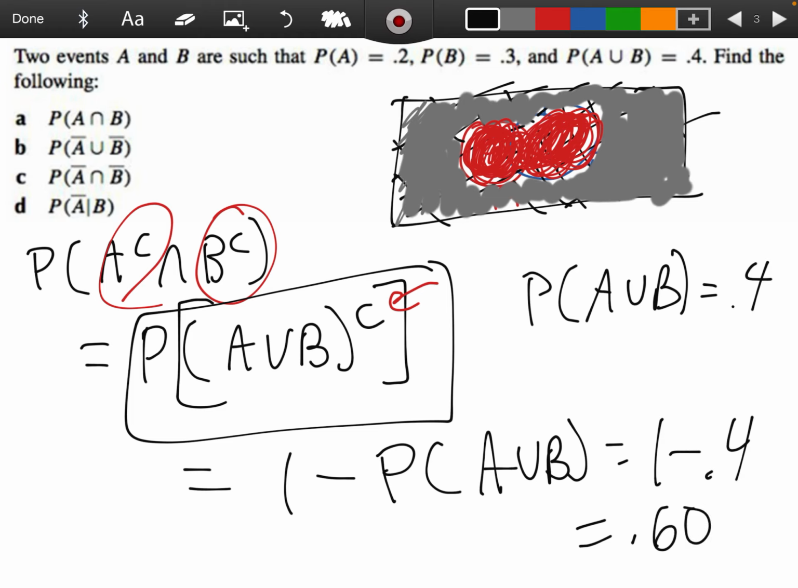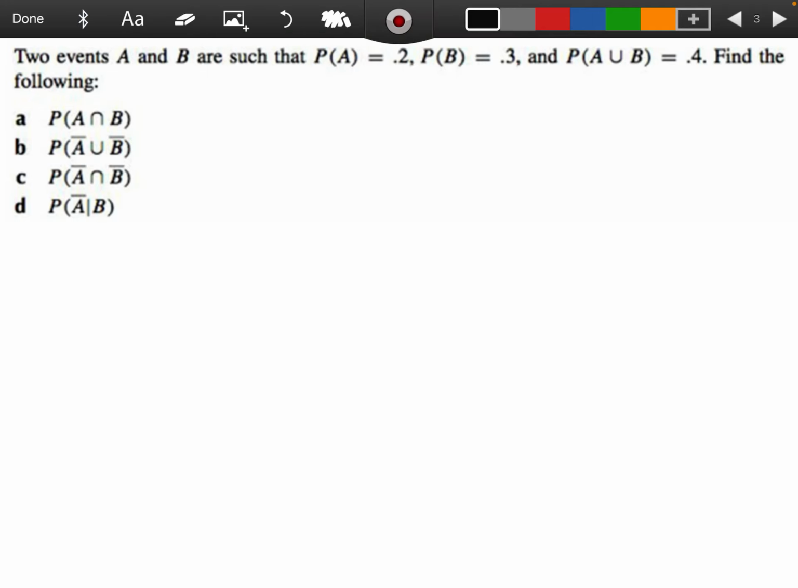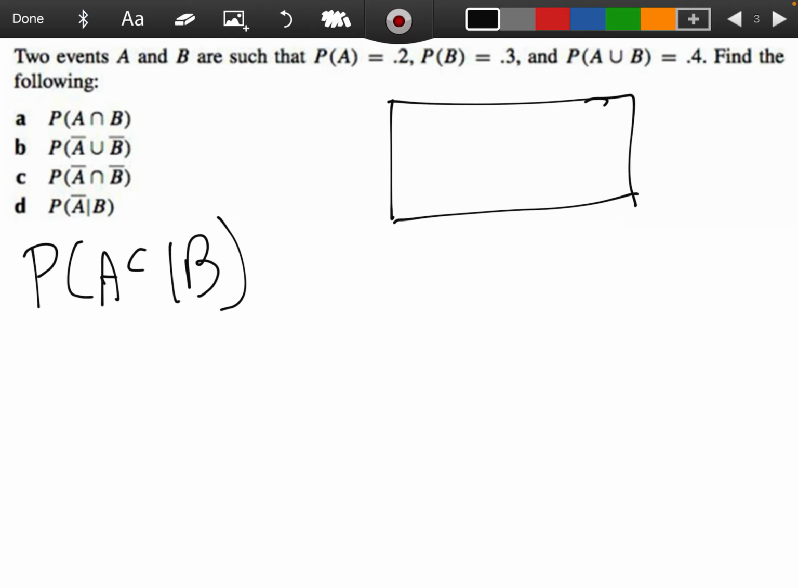Okay, we got one more. Let's see if we can get this squeezed in. This is a little trickier, maybe. I don't know, see what you think. So D is the probability of A complement given B. So let's think about how we would solve this.